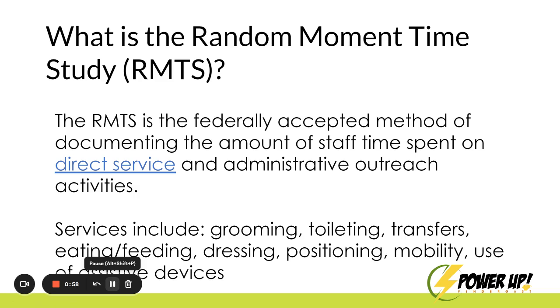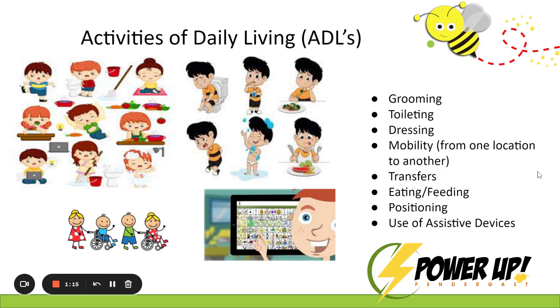Now, what is the random moment time study? The random moment time study is a federally accepted method of documenting the amount of time spent on direct service and administrative outreach activities. Services do include activities of daily living, also known as ADLs. These include grooming, toileting, dressing, mobility, so helping a student move from one location to another, transfers, eating, positioning, and the use of assistive devices. So if you help a student out with any of these ADLs, more than likely you will be a part of the random moment time study.